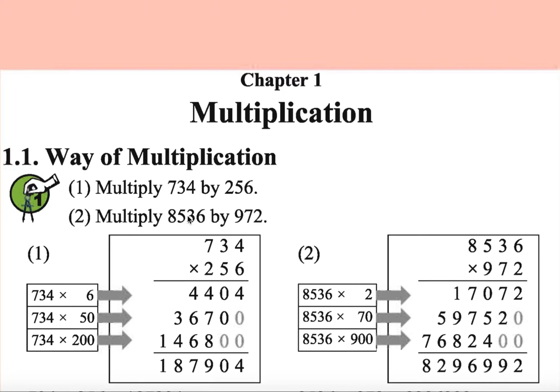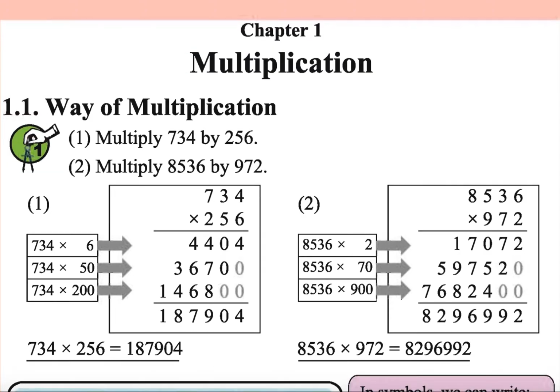In the second case also it is the same: 8536 into 2 is this, into 70 is this, into 900 is this. So you can add them up and you will get this answer. Okay, you got the point?